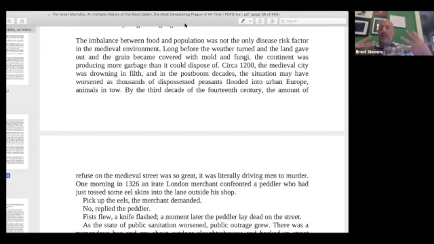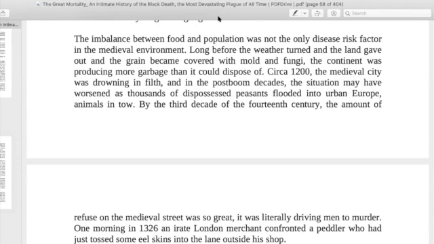Okay, that's the old information. All right. So there was this great famine in the 1310s, and that's what the whole section prior to this has been about. So the imbalance between food and population was not the only disease risk factor in the medieval environment. Okay, the only thing new here is "not the only." Because we've been talking about imbalances between food and population with famine. All right. Then again, this is mostly old information.